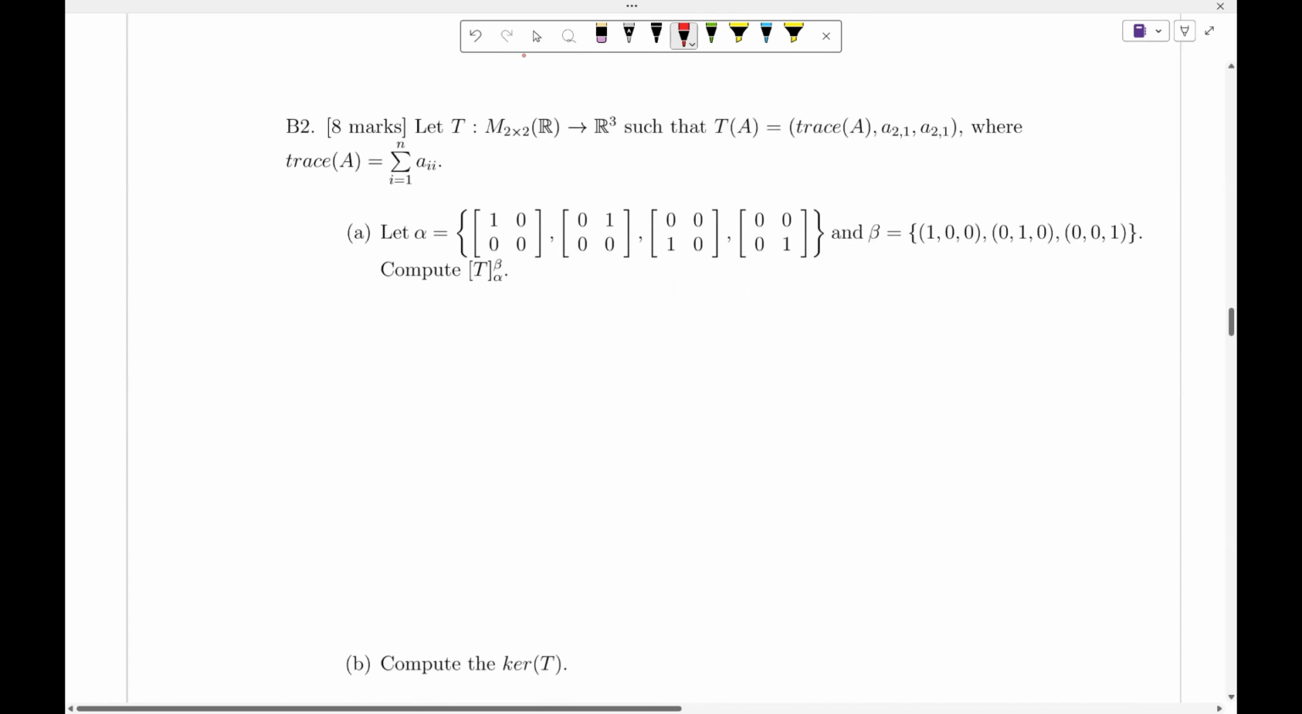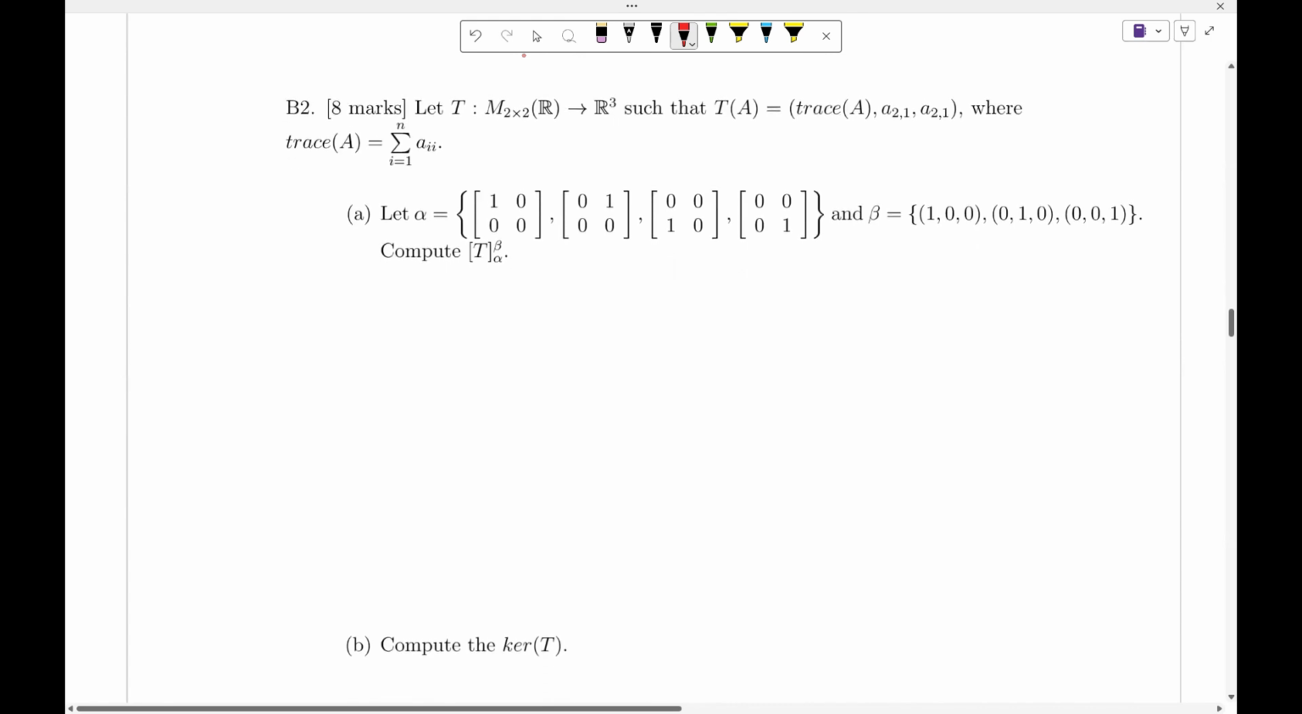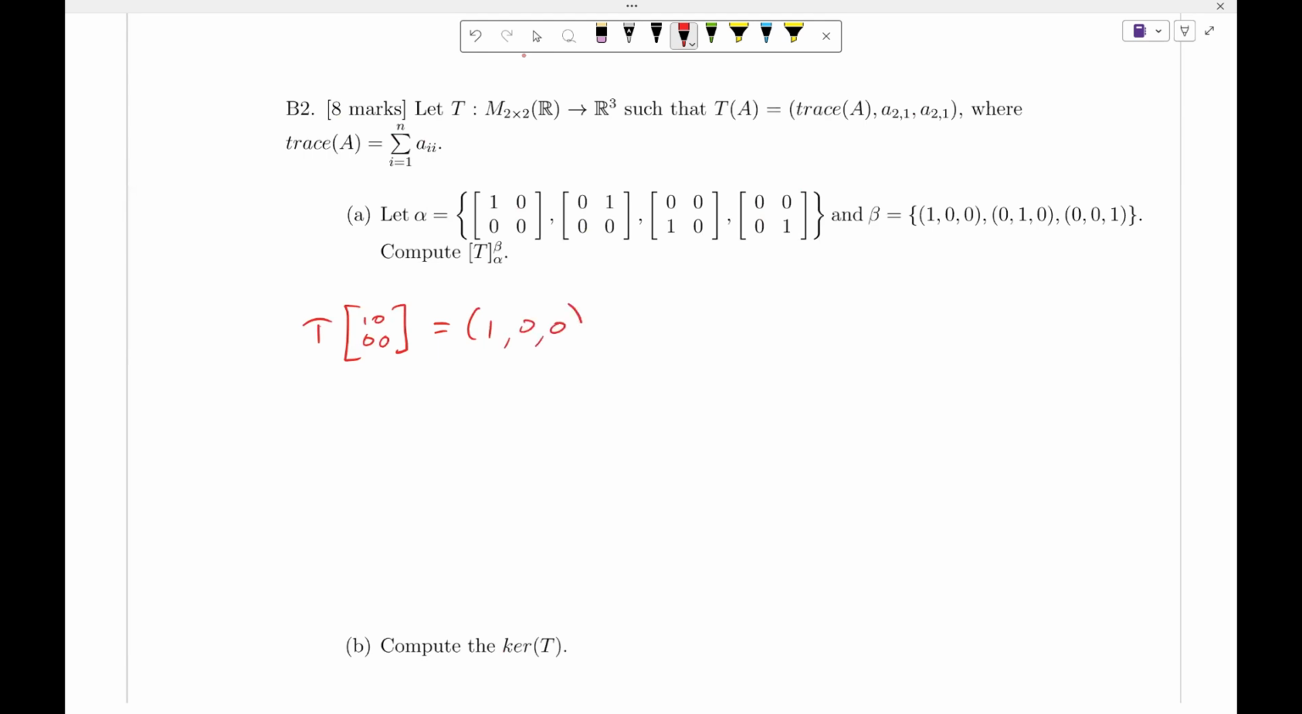And the last video we'll do for this first part is B3. We're looking at this expression and we want to compute the matrix of T with respect to alpha and beta. So the first thing that we're going to look at is what happens to each of these basis vectors. T of 1, 0, 0, 0 equals 1, 0, 0, which equals 1 E1 plus 0 E2 plus 0 E3.